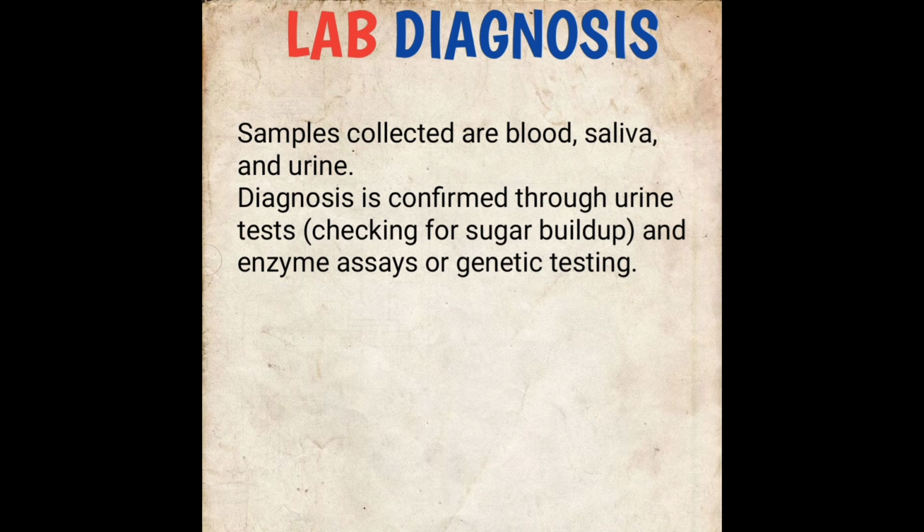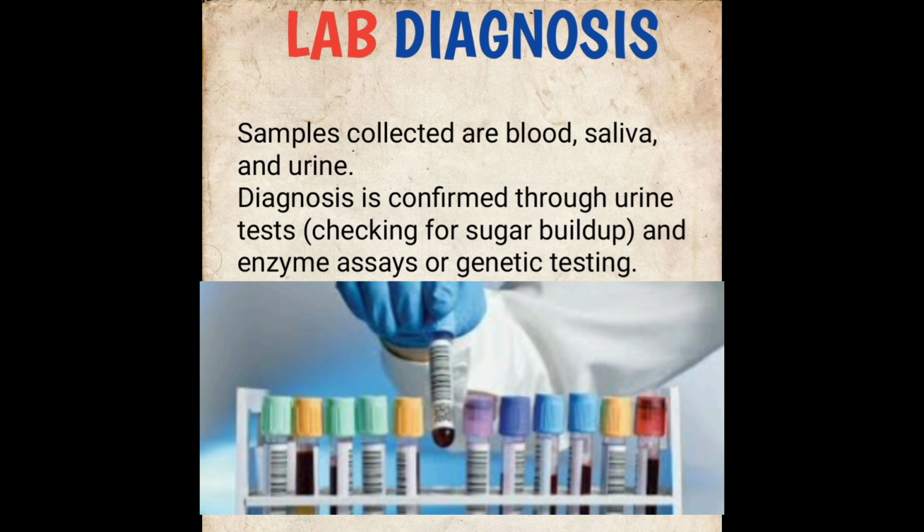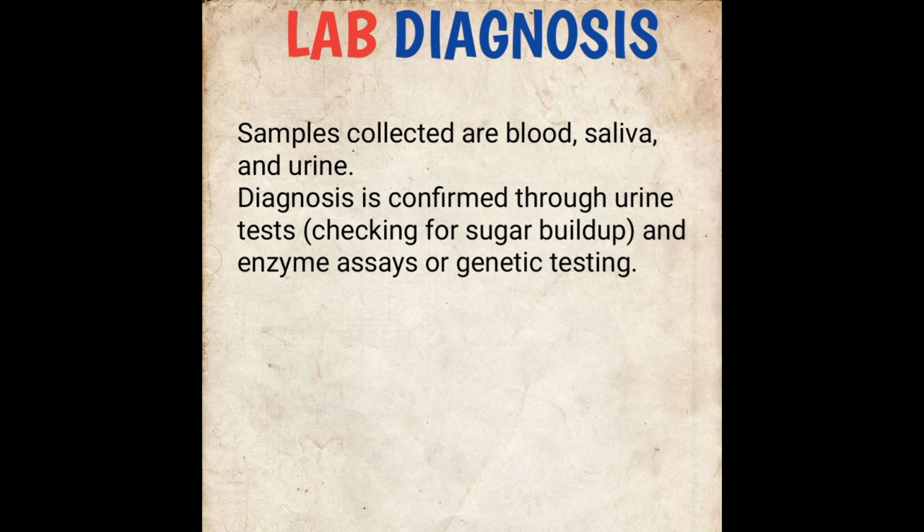Laboratory diagnosis. The samples collected are blood, saliva, and urine, especially when you want to do genetic testing. The diagnosis is confirmed through a urine test checking for sugar buildup in the cells. You can also collect a biopsy, and the usual staining can also show it, and then the enzyme assay or genetic testing.